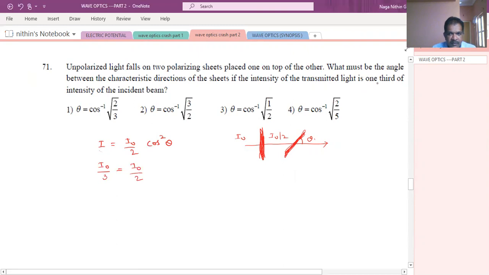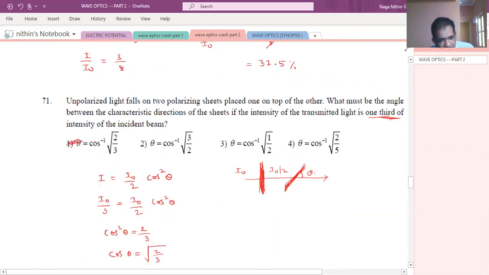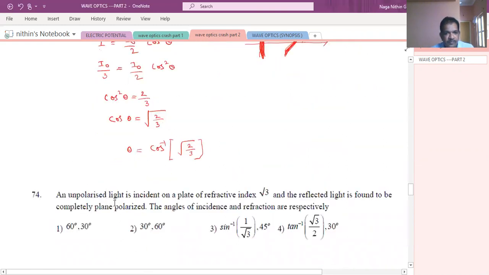1/3, see here, 1/3 of intensity. Cos square theta, so cos square theta is equal to 2 by 3. Cos theta is equal to root of 2 by 3. Theta is equal to cos inverse root of 2 by 3. So this is the answer for it. Next.